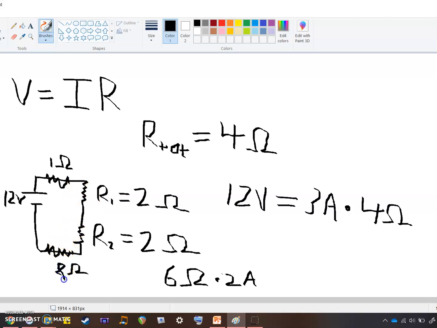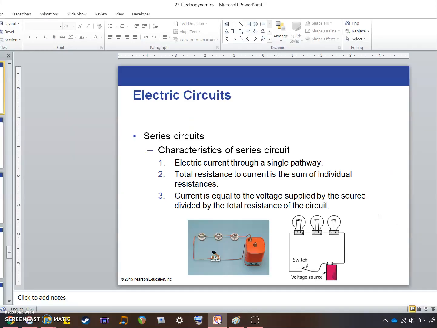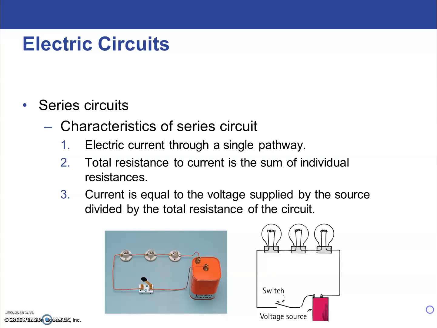If this bottom one happened to be a larger resistor, let's say 8 ohms, then now we got 8 plus 2, that's 10, plus 2 is 12, plus 1 is 13. So you just add them up, and the higher the resistance, the lower the current. So again, in series circuits, you add the resistors straight. The more resistors you have, the higher the total resistance. The higher the total resistance, the lower the current.